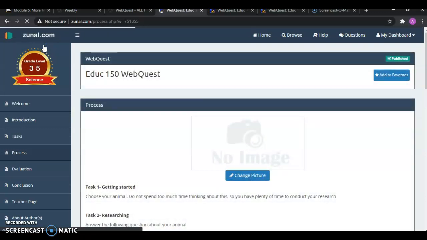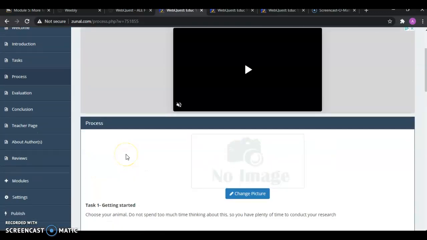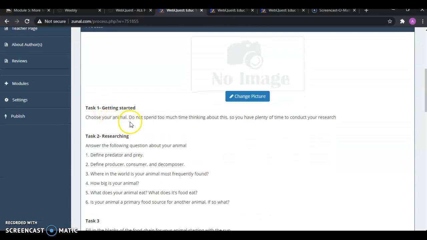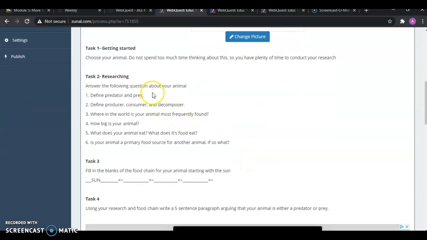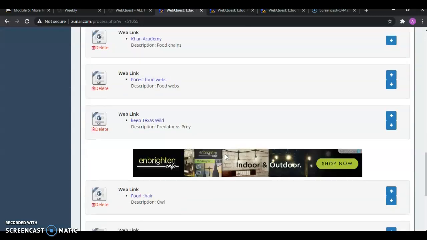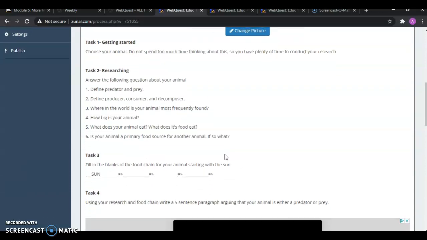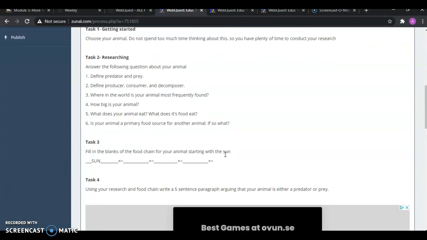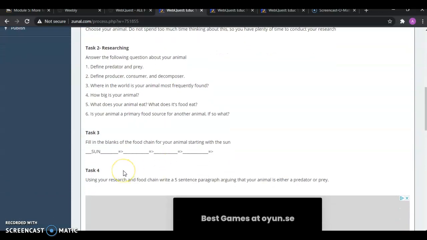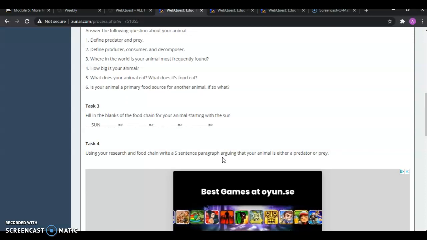And their process breaks down a little bit what their tasks look like. For task 1, they're getting started. They're just choosing an animal. For task 2, they need to answer these questions with the resources I provided down here. Some of them are questions, some of them are videos, some of them are magazine links. And then for their third task, they need to build a small food chain, and for their fourth task, they need to write a 5-sentence paragraph arguing that the animal is either a predator or prey.